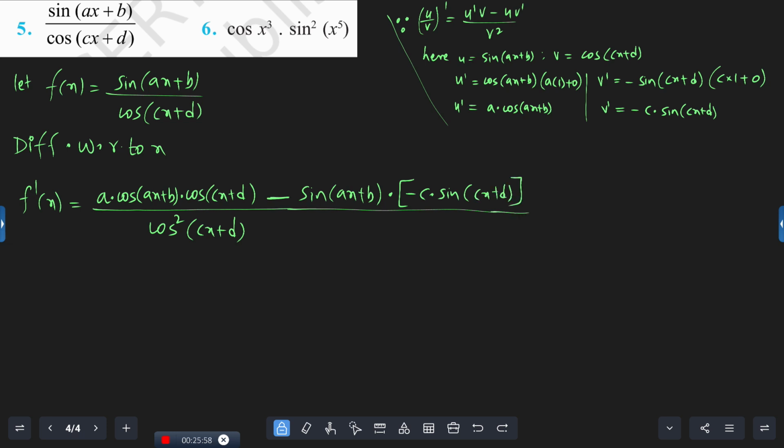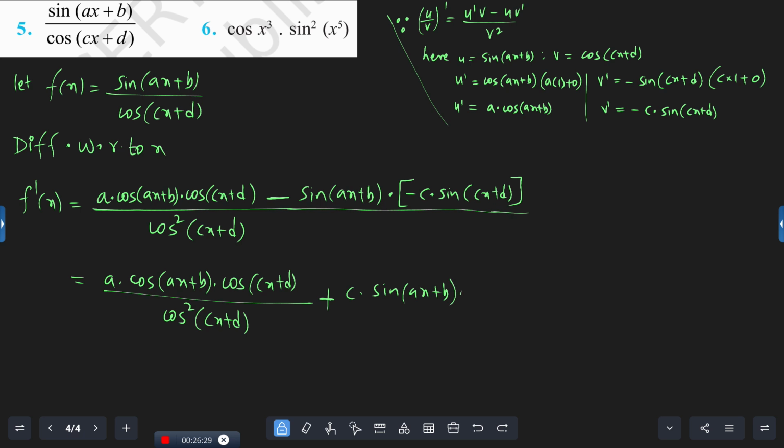Now we can simplify it. What I'm getting is a into cos of ax plus b into cos of cx plus d, divided by the denominator cos square of cx plus d. Formula minus, and this minus into minus is plus. So plus c into sine of ax plus b into sine of cx plus d, divided by cos square of cx plus d.